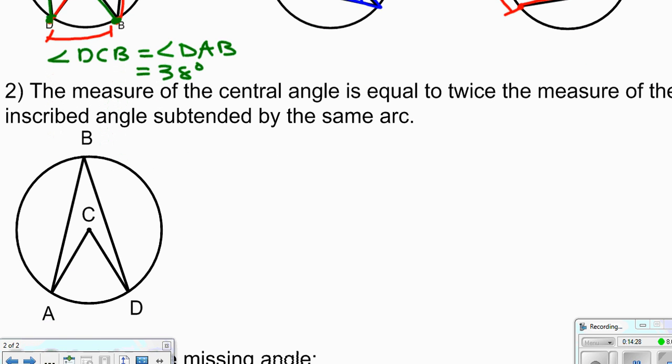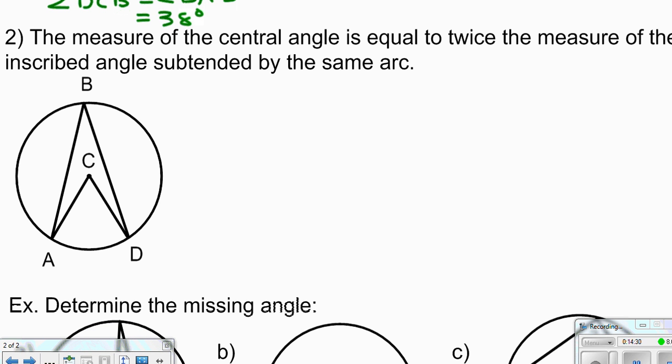Okay, the next circle property says that the measure of a central angle is twice, so 2 times, the measure of an inscribed angle subtended by the same arc. So if you have a central angle and an inscribed angle on the same arc, the central angle is going to be double the size of the inscribed. So our arc is AD. The central angle is ACD. And the inscribed angle is ABD.